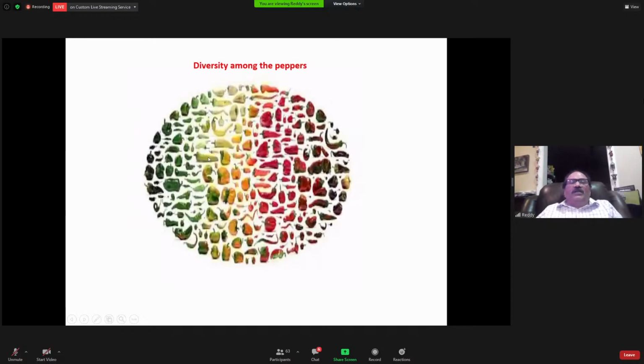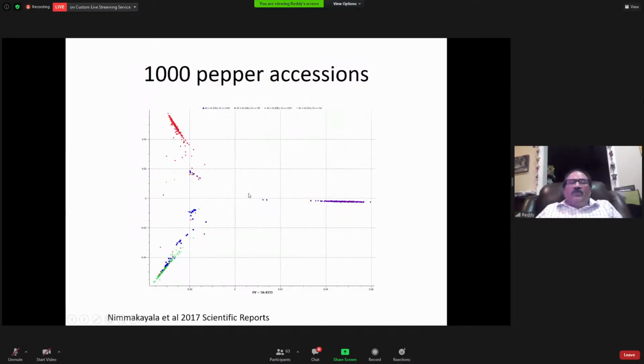And then we do a lot of research on chili peppers. We collected thousands of chili peppers that belong to various species. There are 4 or 5 different cultivated species of peppers: Capsicum annuum, Capsicum chinense, Capsicum frutescens, Capsicum baccatum. So all these accessions we have sequenced.